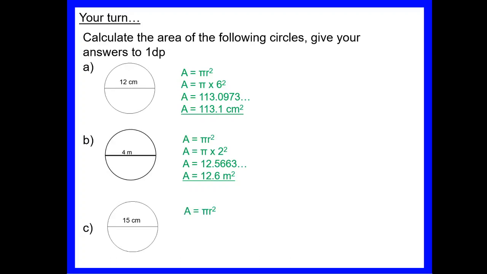And finally, again, 15 centimeters, we need the radius, which is 7.5. So pi times 7.5 squared is 176.7145, or 176.7 centimeters squared. Make sure you're happy with all of those and that you've got those units at the end as square units to show that we're finding area.